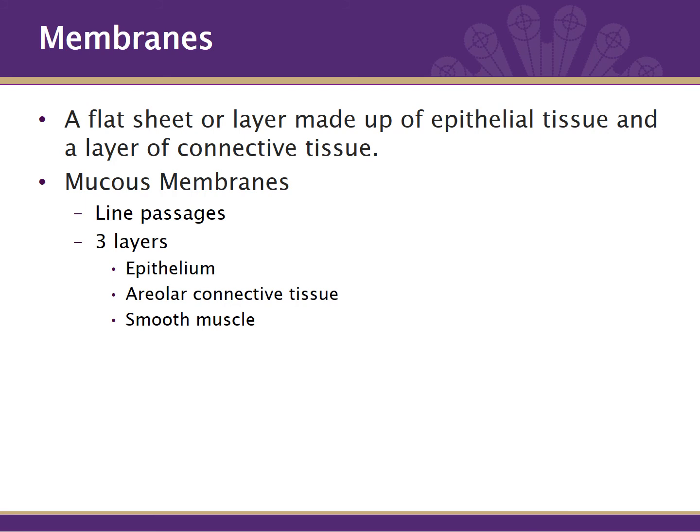There are three layers. Epithelium, where the type of epithelial tissue varies based on the organ and system. Areolar, and this membrane actually has a layer of smooth muscle to help move things along. This membrane functions in absorption, secretion, and protection. And goblet cells. Goblet cells are often found in this membrane for the production of mucus.